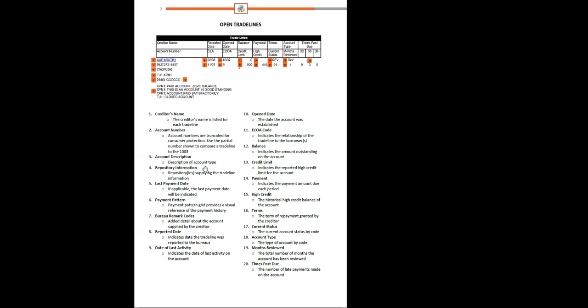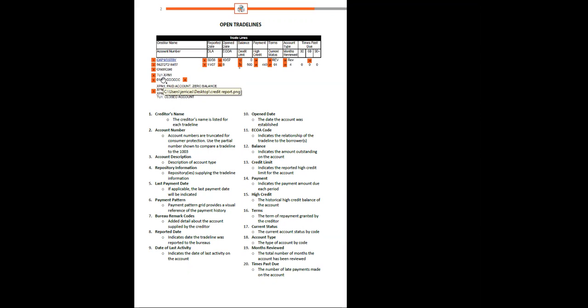Number 3 will tell you what type of item it is. In this account, the description is a credit card. It could easily be a line of credit. It could be an installment loan, a mortgage, an open account, or it could say paid in full, or it could be revolving credit. Those are some examples of the type of codes there could be.